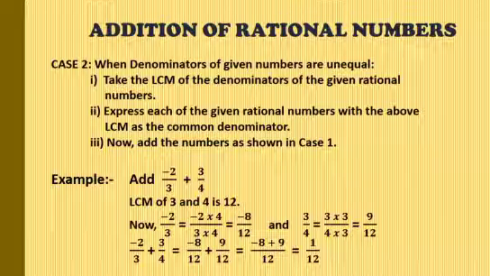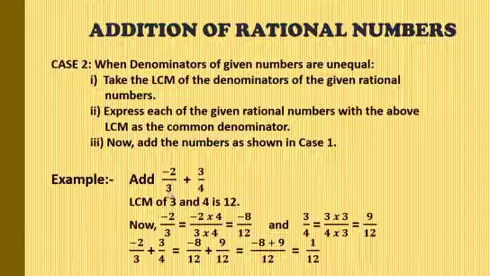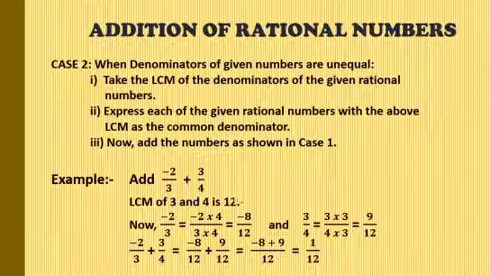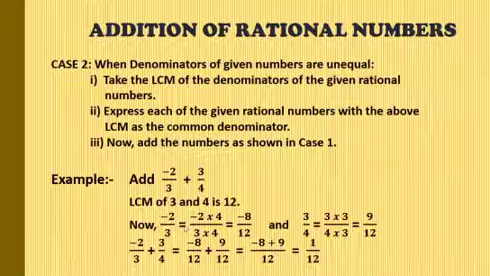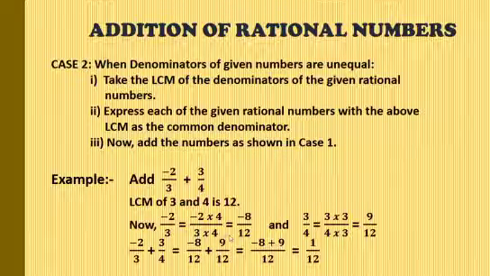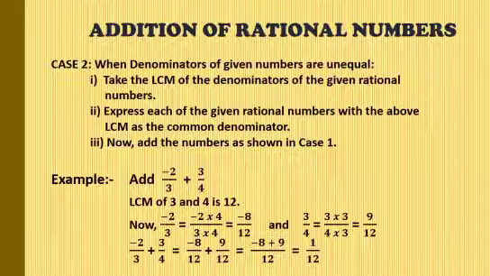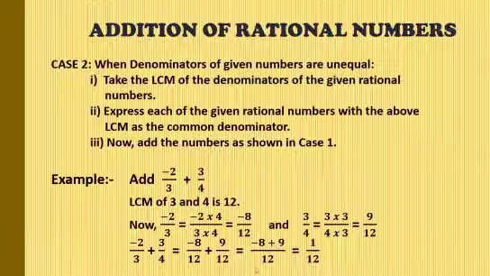Second case, when the denominators of the rational numbers are unequal. For this, first we have to take the LCM of 3 and 4. So LCM of 3 and 4 is 12. In the second step, we have to express each of the given rational numbers with the above LCM as a common denominator. So we converted minus 2 by 3 to minus 8 by 12 and 3 by 4 to 9 by 12. Then after simplification, we can get the answer. In this case, we have to only add the numerators.